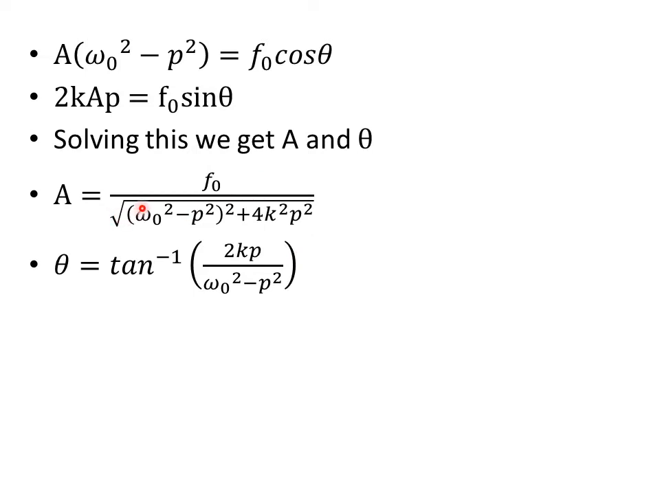Then, if you divide this term by this term, you will get tan theta, from where you will be able to solve for theta. You will get theta as tan inverse of 2kp divided by omega 0 square minus p square.